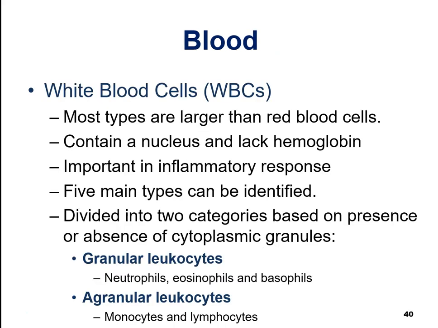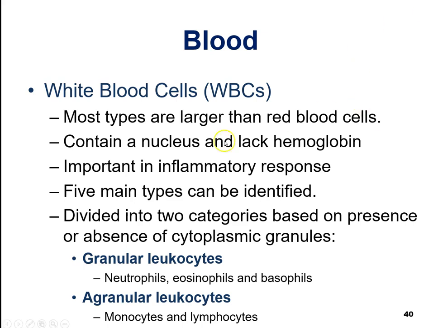Okay, so that was all pertaining to the red blood cells, right? If we talk about white blood cells, again, these are immune cells, okay? Most of them are larger than the red blood cells, and I'm sure you saw this when you looked at the blood smear under the microscope. They contain a nucleus, which stains really darkly purple, and you can see that on the slide. They lack hemoglobin. Again, they're important in immune function.